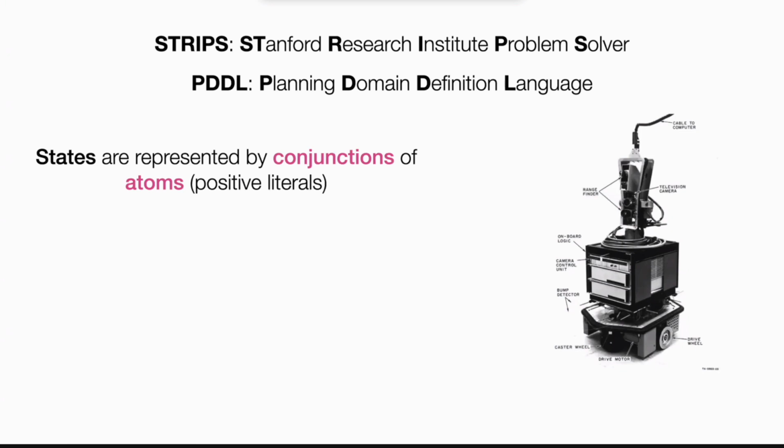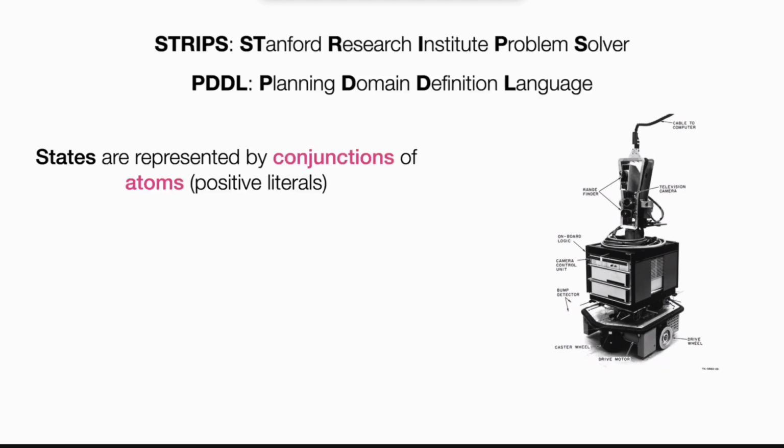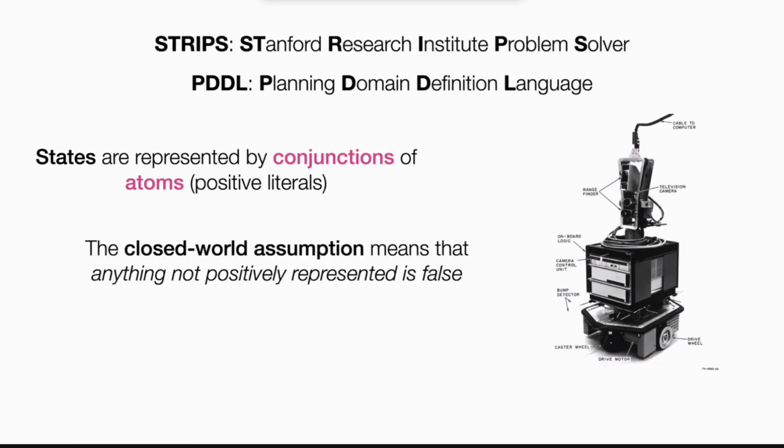But states are represented by conjunctions, so 'and', of positive things. So we only represent what is true in the world. Okay? So we only represent what is true in the world. If something's false, we don't include it in the state. And we don't include it in the state because we use something called the closed world assumption.